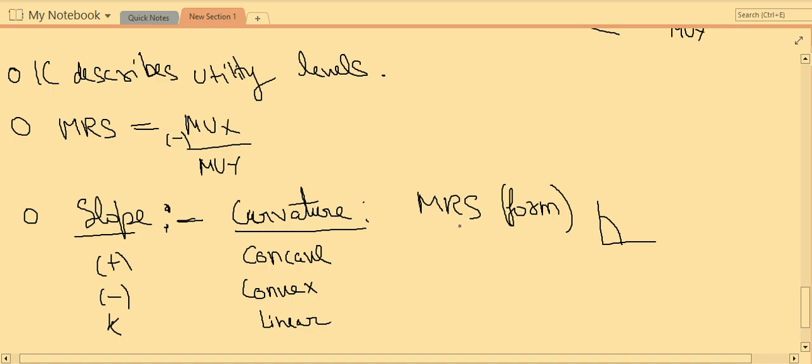Now for the MRS form, basically what we mean is that this is a y by x form. We will be understanding much of this in 2 or 3 more classes, but for now we see that if a positive slope IC exists and we have a concave curvature, then the MRS is of the form x by y. If convex, the MRS is of the form y by x. Or if the slope is constant, we have a linear IC, and MRS is also constant.